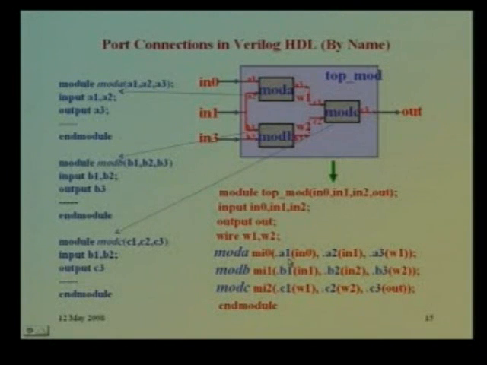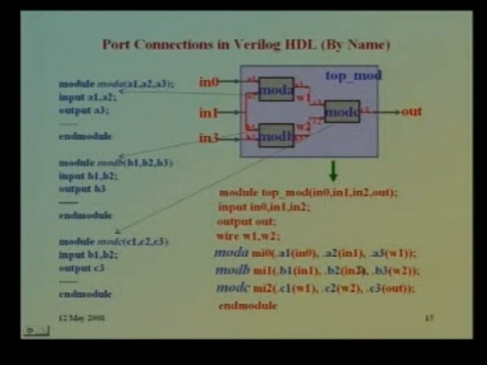By name syntax is like this. Dot A1, I mean, the port name of that module, and inside the brackets where you are connecting, that is in0. Okay, dot A2, in1. See what is the difference between position and by name? If you put dot A2 first and dot A1 second, it will not matter. It will be the correct result.